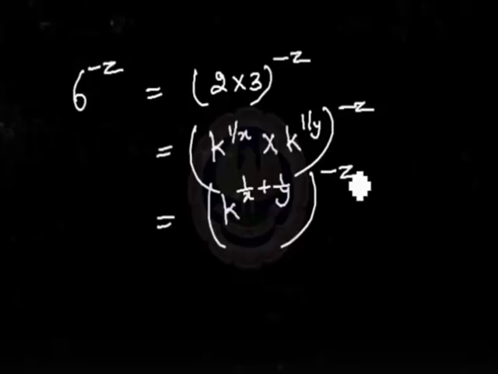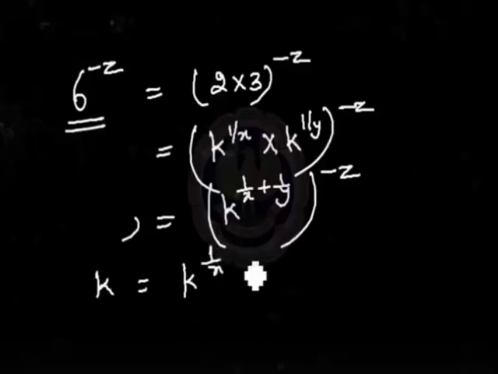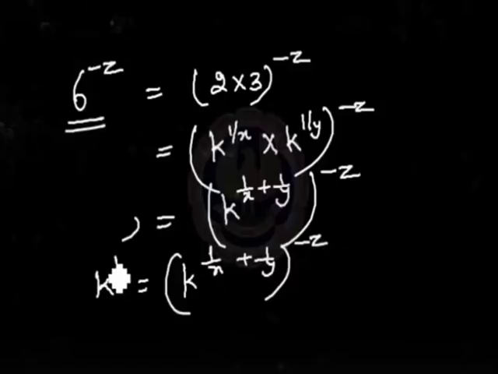Right? Now if you notice, we already took 6 to the power minus z is equal to k, because our first step stated that let 2 to the power x is equal to 3 to the power y is equal to 6 to the power minus z is equal to k. So therefore the value of 6 to the power minus z is equal to k. I'm just substituting this. I'm writing that k is equal to k to the power 1 by x plus 1 by y whole to the power minus z.